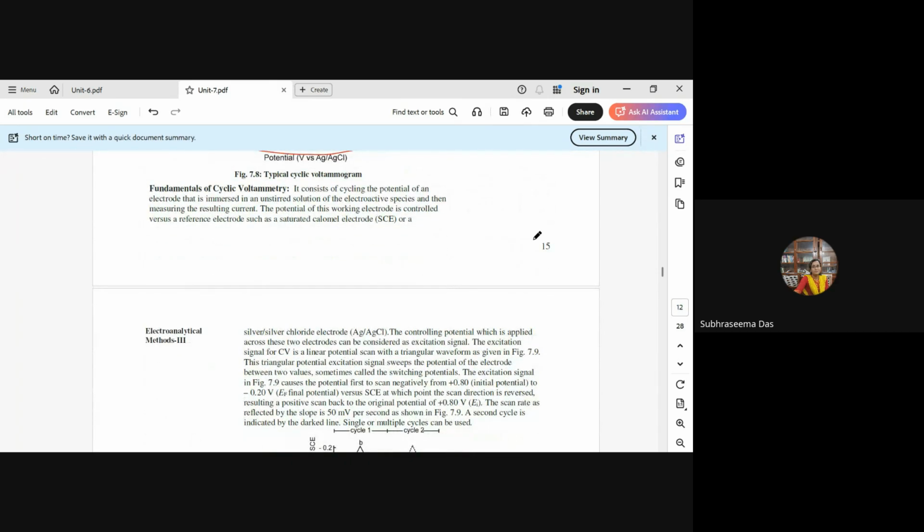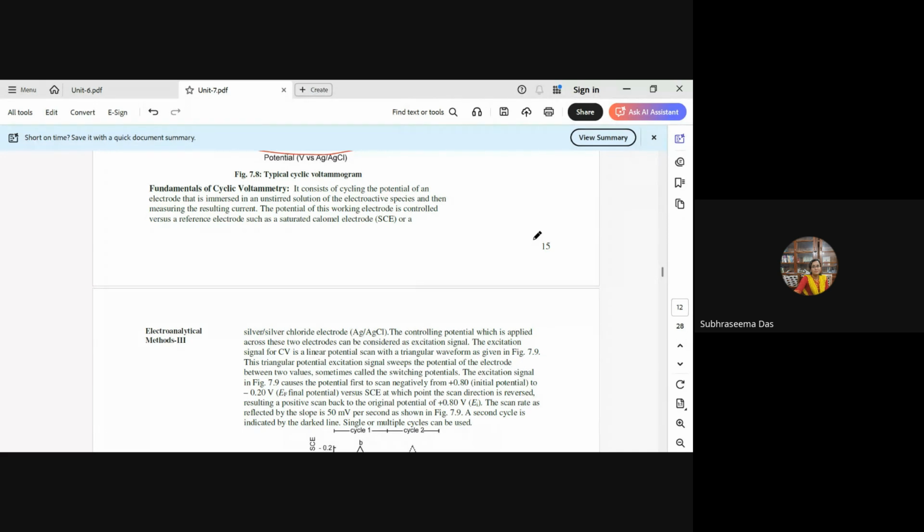It consists of cycling the potential of an electrode that is immersed in an unstirred solution of the electroactive species and then measuring the resulting current. The potential of this working electrode is controlled versus a reference electrode such as a standard calomel electrode or a silver-silver chloride electrode. The controlling potential which is applied across these two electrodes can be considered the excitation signal.